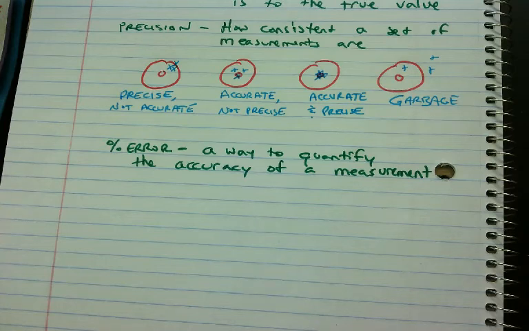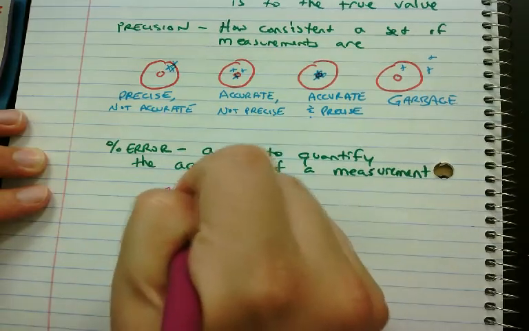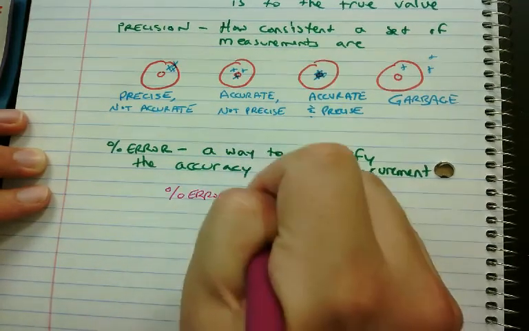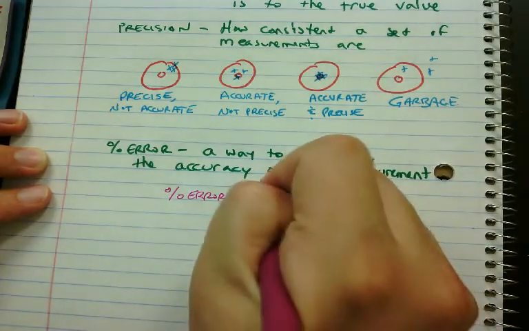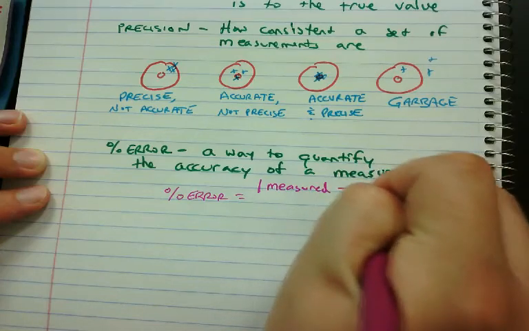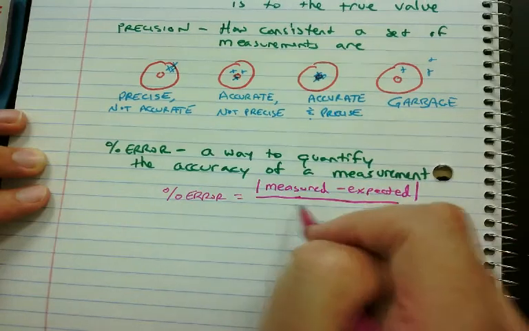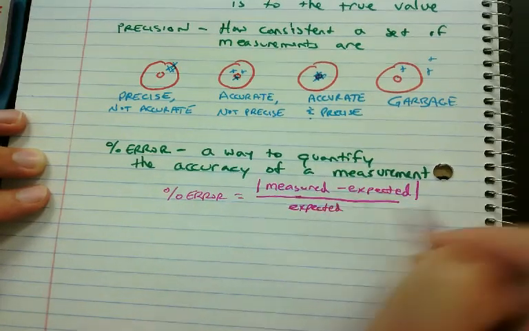This has an equation that goes with it. Now, I'm not going to ask you to memorize the equation because I always have the equation posted here. And anytime you ever need to use it, I'll write it down for you. But I want you to be familiar with what it is. The percent error equation is this. Percent error equals the absolute value of the measured value minus the expected value, divided by the expected value, times 100.